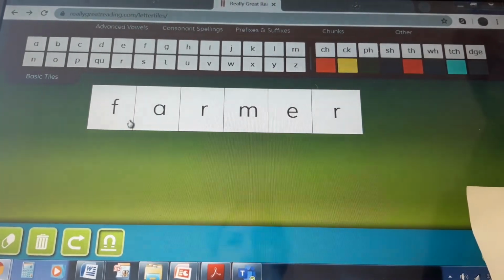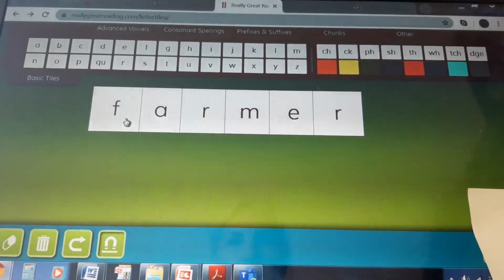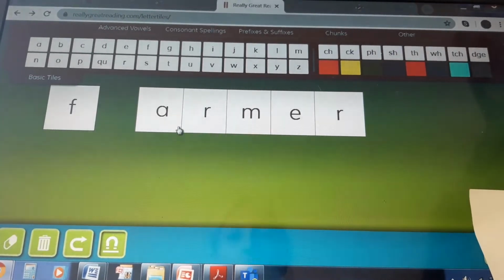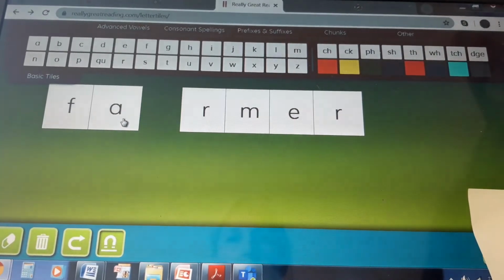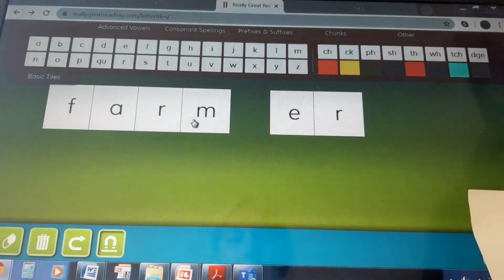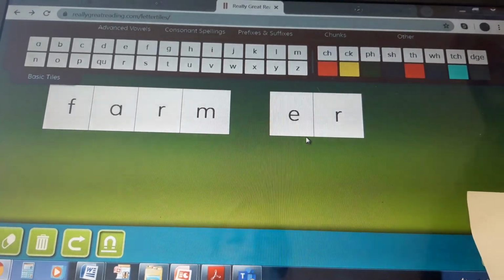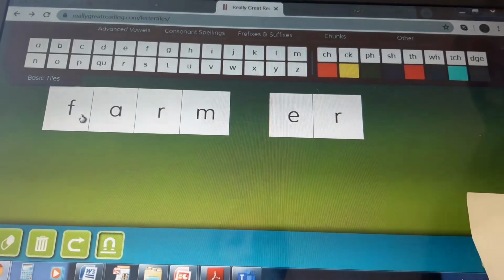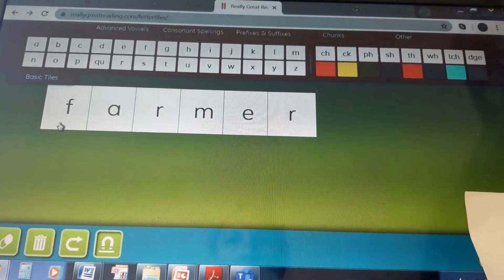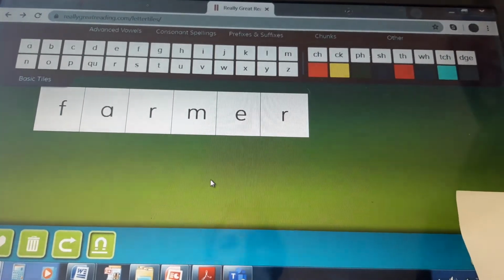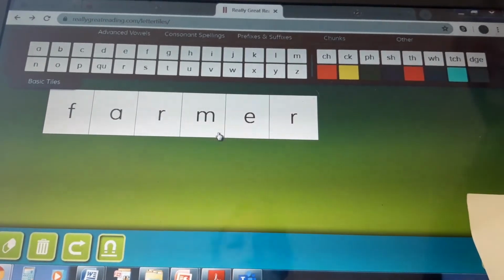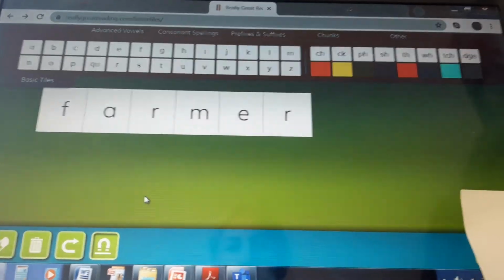Let's see what word we've made here. Let's break it apart. You know this digraph? We know this chunk, don't we? This digraph as well. Farm. How would you break it apart? You might go arm, because you know farm. How would you break it apart?